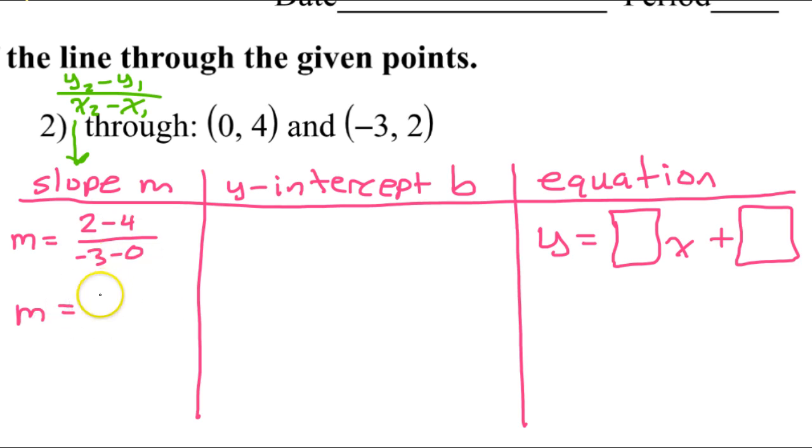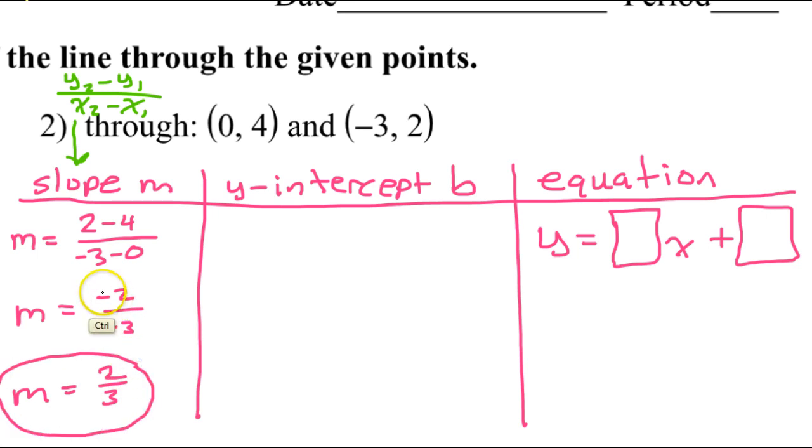So that's going to give us negative 2 over negative 3, which means that the slope is positive 2/3. Negative divided by a negative is a positive, so don't leave it as negative 2 over negative 3. Put positive 2 over 3. So that's the slope, and we can go ahead and fill that in. So 2/3 goes right here.